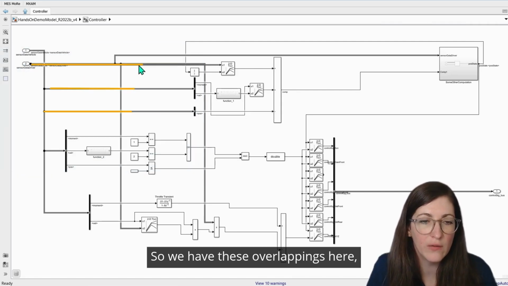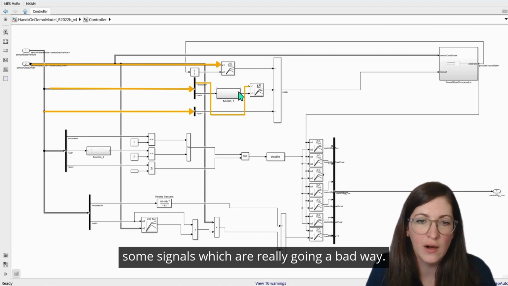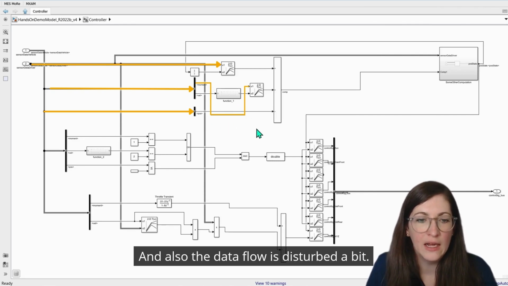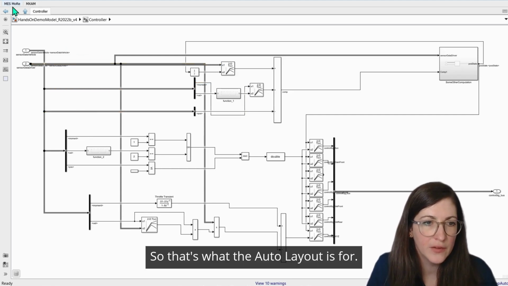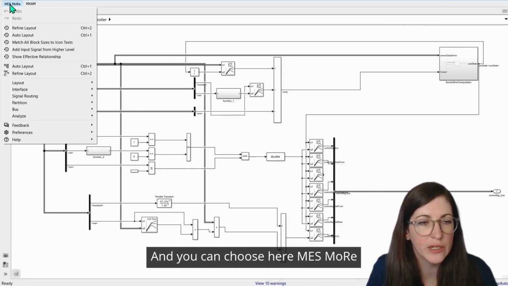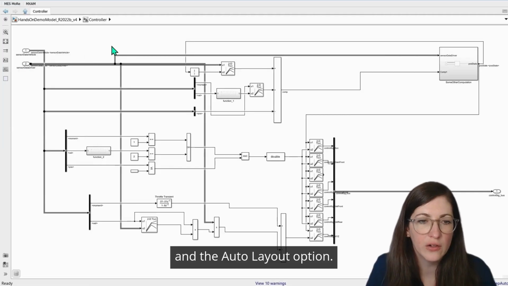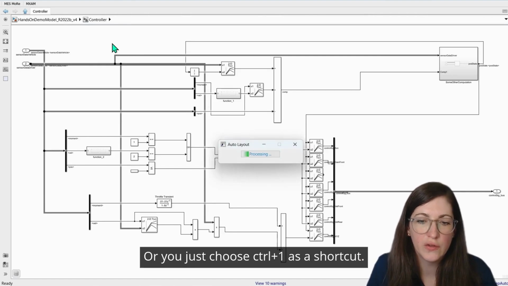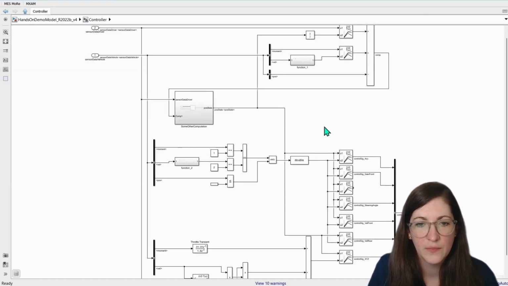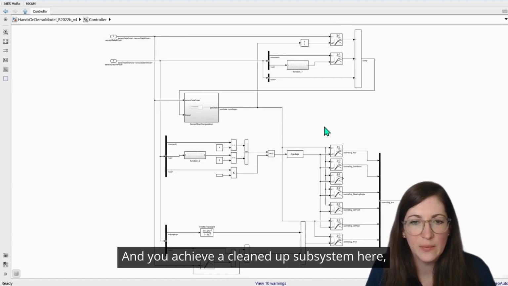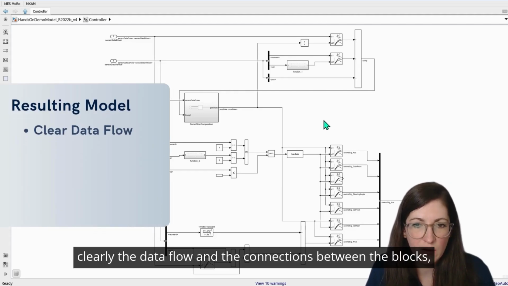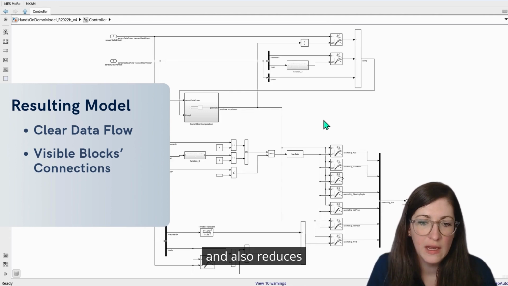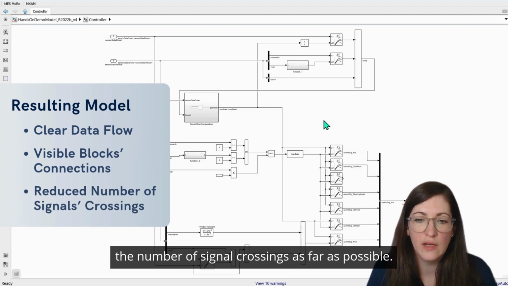So we have these overlappings here, some signals which are really going a bad way, and also the data flow is disturbed a bit. So that's what the outer layout is for, and you can choose here MES MoRe and the outer layout option, or you just choose Ctrl+1 as a shortcut. And you achieve a cleaned up subsystem here, which shows clearly the data flow and the connections between the blocks, and also reduces the number of signal crossings as far as possible.